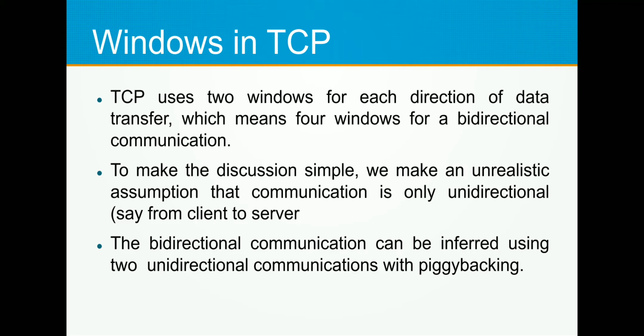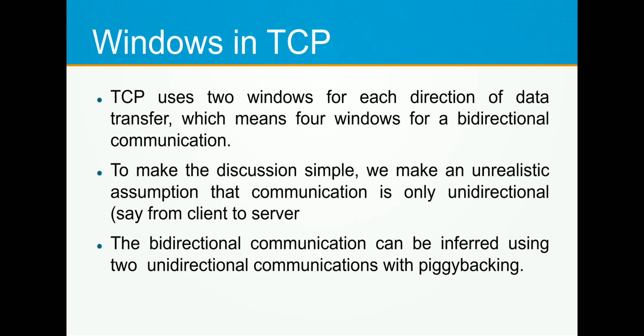So after understanding the finite state machine representation of TCP and also its timeline diagram, now we'll move on to the next concept of windows in TCP. So we had discussed this. These windows are nothing but buffers. So TCP uses two windows for each direction of data transfer.